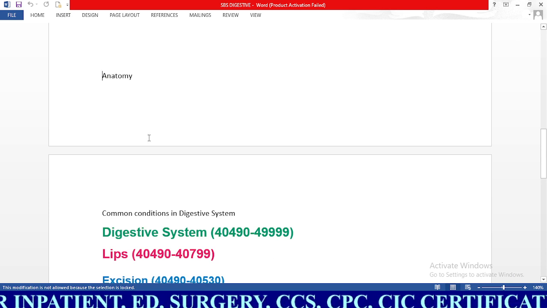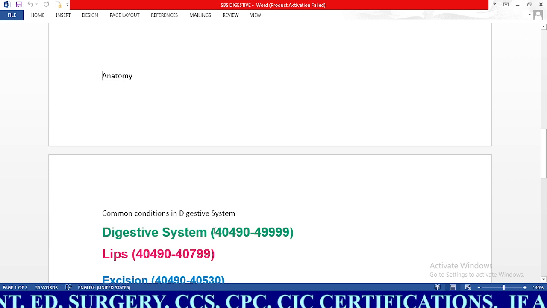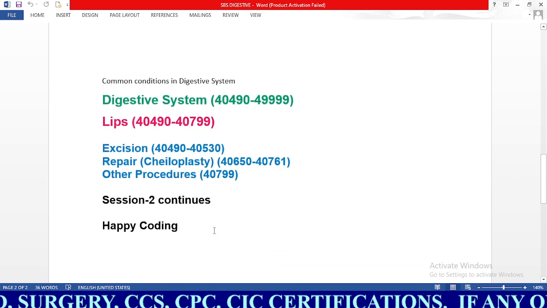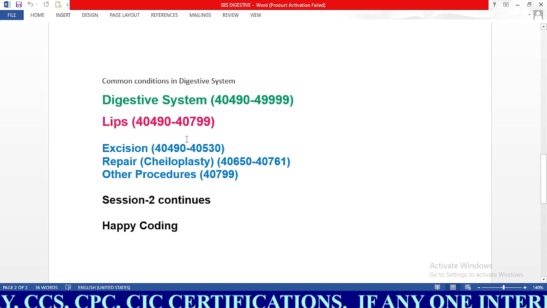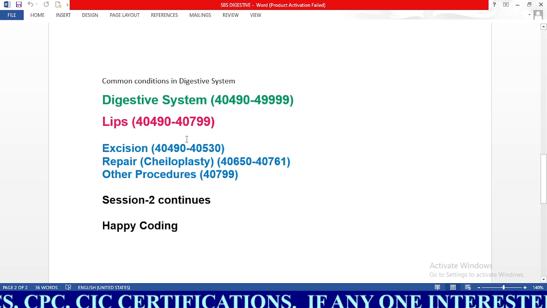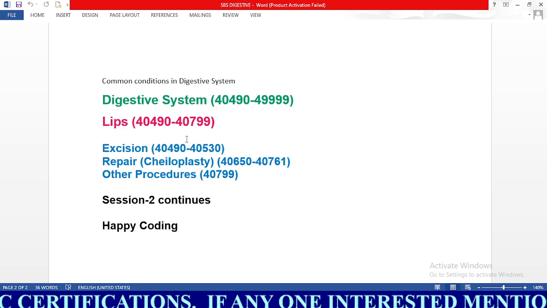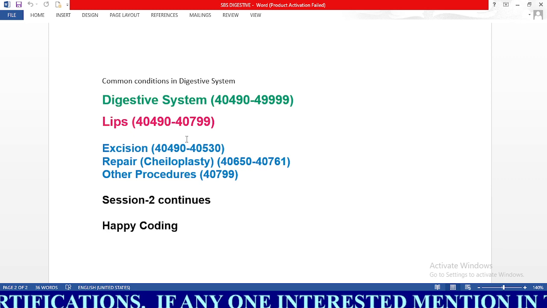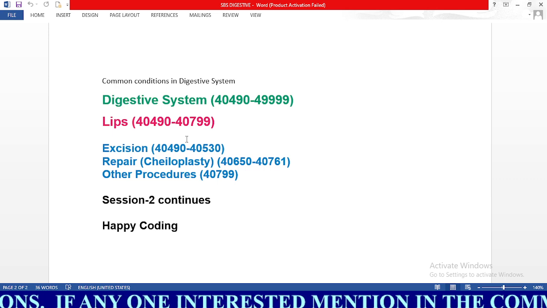So far we have learned the anatomy of the digestive system as well as common conditions in the digestive system. So now we will learn digestive system CPT coding. Basically, in the digestive system, CPT codes start from 40490 to 49999. As usual, digestive system CPT coding goes from top to bottom.